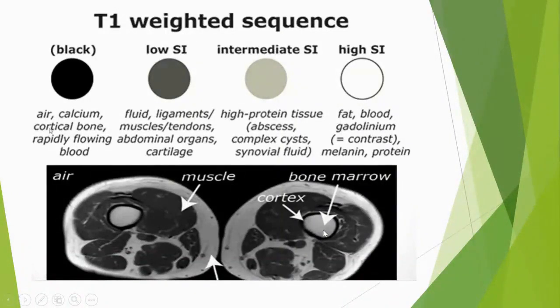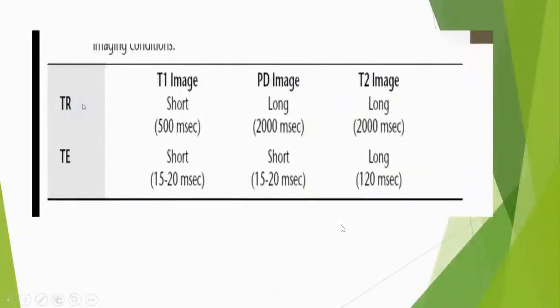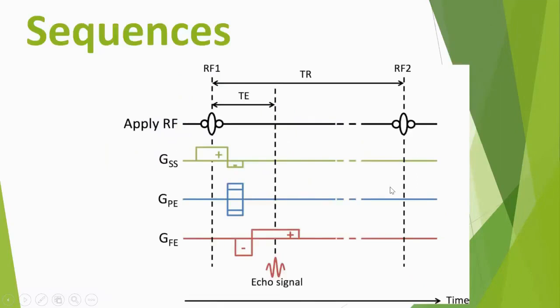Now, regarding the TR and TE values, if we talk about the T1 image, it is around 500 milliseconds for TR, while TE is from 15 to 20 milliseconds. For proton density, it is 2000 milliseconds with long TR, and TE is short, 15 to 20 milliseconds. For T2, long TR is over 2000 milliseconds, while TE is 120 milliseconds.